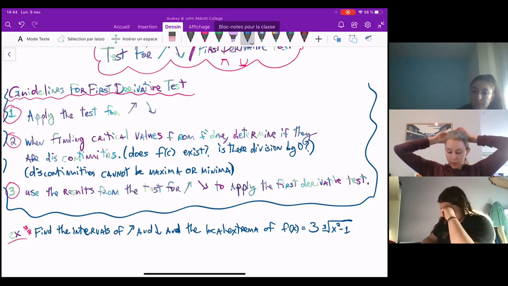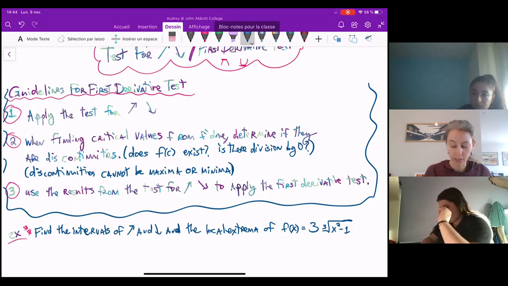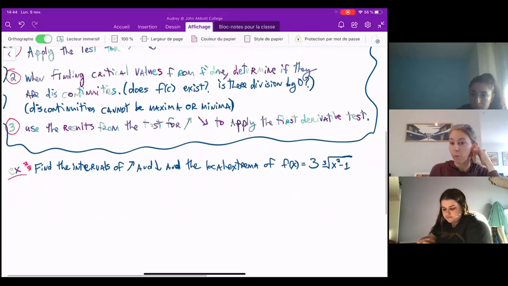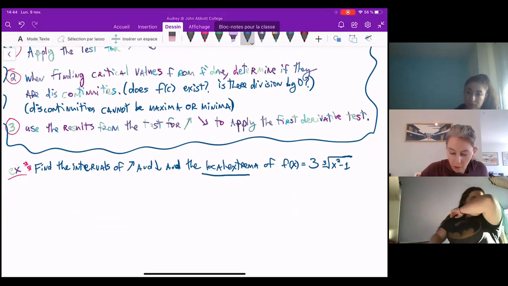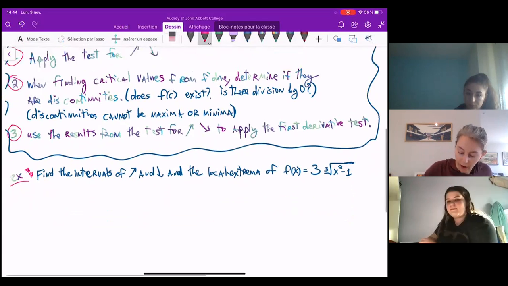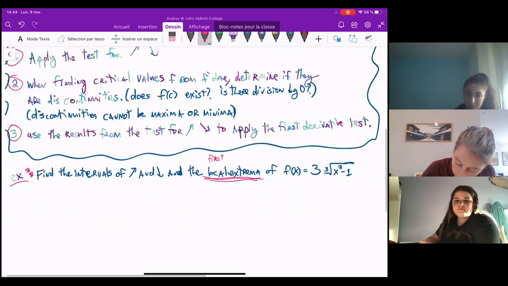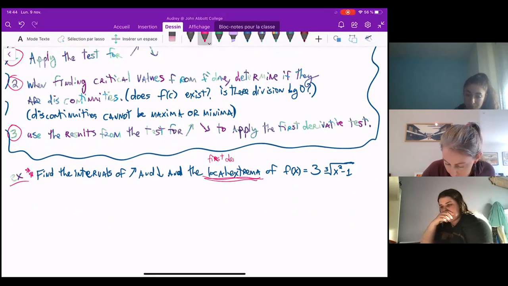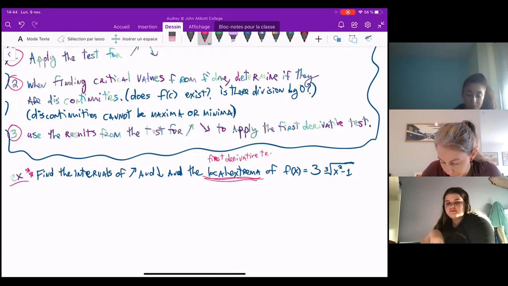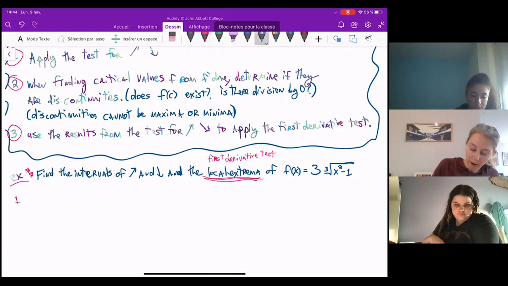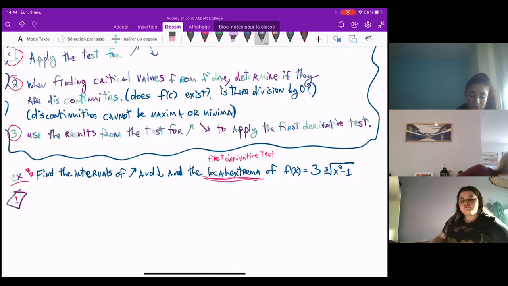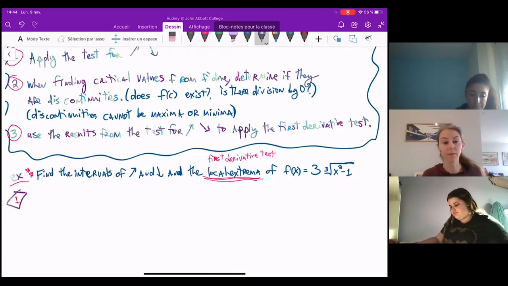Okay, good. Here we are asked to find the intervals of increase and decrease and the local extrema. So we're going to apply our test for increasing, decreasing, which we know is part of the first derivative test. And the first derivative test is the thing that allows me to find the local extrema. The first step of our first derivative test is to take the derivative and simplify.